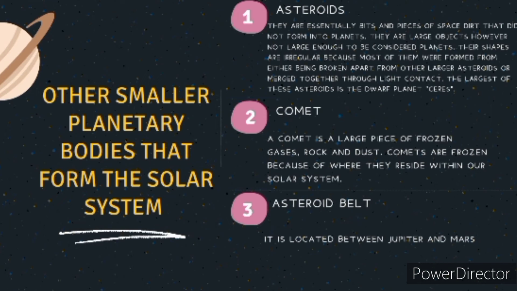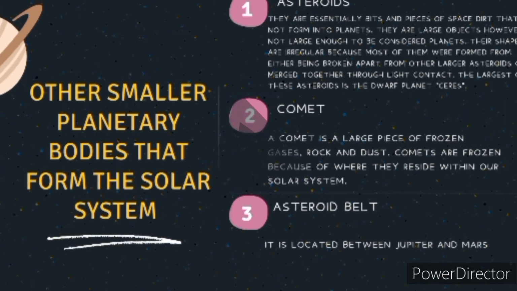Then we have the comet. A comet is a large piece of frozen gases, rock, and dust. So, comets are frozen because of where they reside within our solar system. Then we have the asteroid belt. We've talked about that before. We said it's a natural dividing line that divides the inner planet and the outer planet. So essentially, what is dividing is Jupiter and Mars. Mars is the inner planet, Jupiter is the beginning of the outer planet.